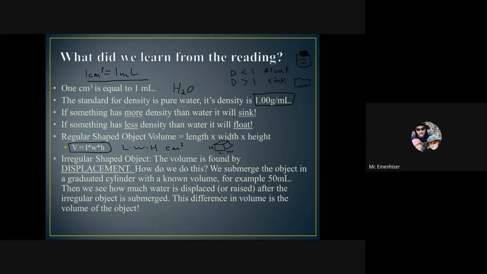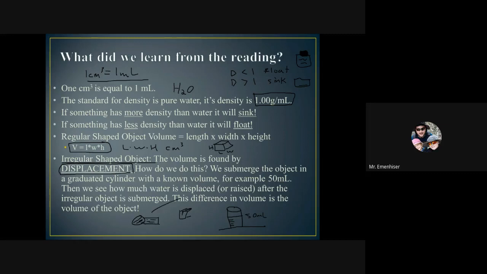For an irregularly shaped object, the volume is found by displacement. That means we are going to submerge the object in a graduated cylinder with a known volume. So let's take a graduated cylinder and fill it up with 50 milliliters of water. I'll be doing this during the lab. I take a graduated cylinder, fill it with exactly 50 milliliters of water, and then I take the object. It can't be a cube, it needs to be something irregular. Let's take a bolt. I don't know if I can draw a bolt, but it's just getting worse.